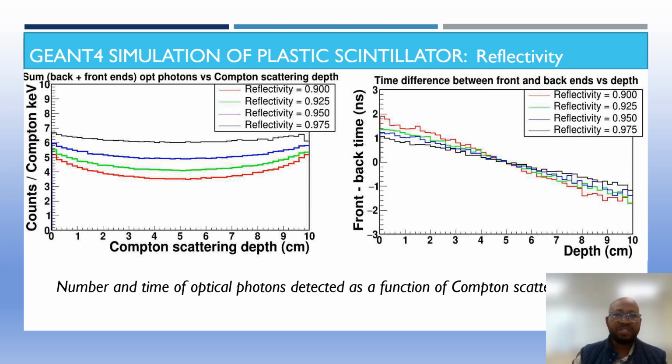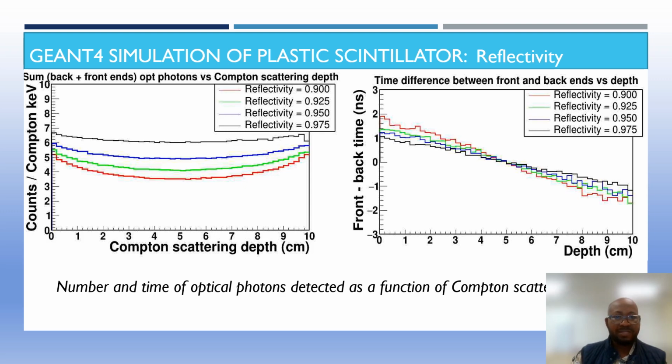Finally, the reflectivity of the material used was also investigated, where we varied the reflectivity from 0.9 to 0.975. 0.975 was the optimum reflectivity that could be achieved in the lab. So also we looked at the same thing, where we looked at the number of optical photons detected at each Compton scattering depth and the time difference between which the optical photons were detected.